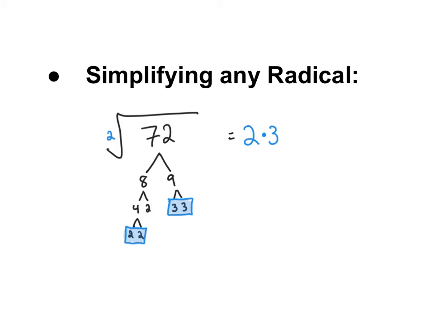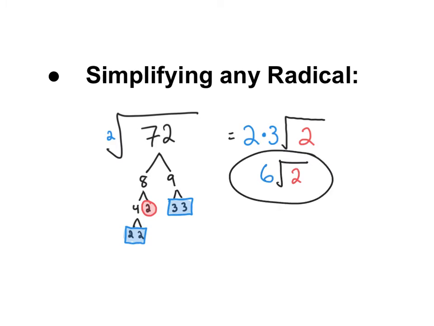Okay? And then you're going to look for anything that's at the end of a string, at the end of a limb, I guess, if you will, because it's like trees, that doesn't have a partner, like the 2. Well, no partner. It has to stay underneath the radical. So then we're going to rebuild the radical, and we're going to put the number that we see there. If there's multiple numbers, we're going to multiply them together. So then you end up with 6 root 2. That would be the simplified of that radical.